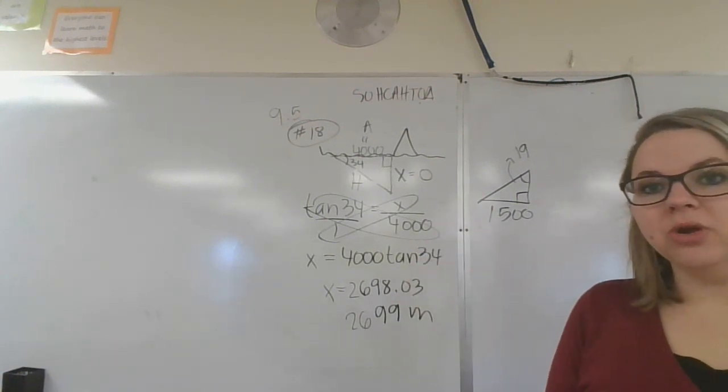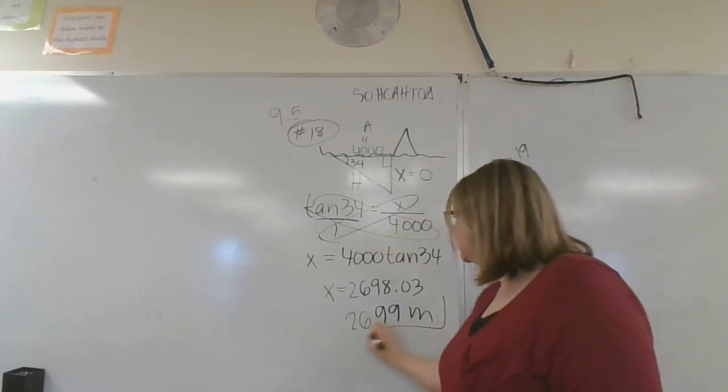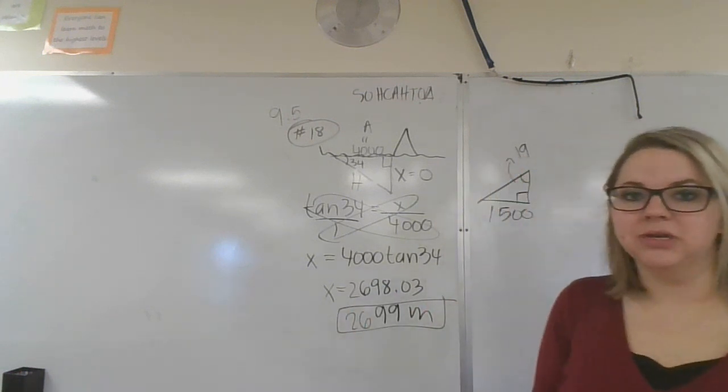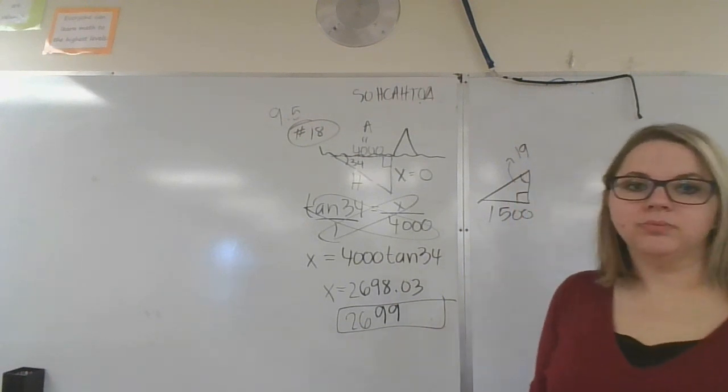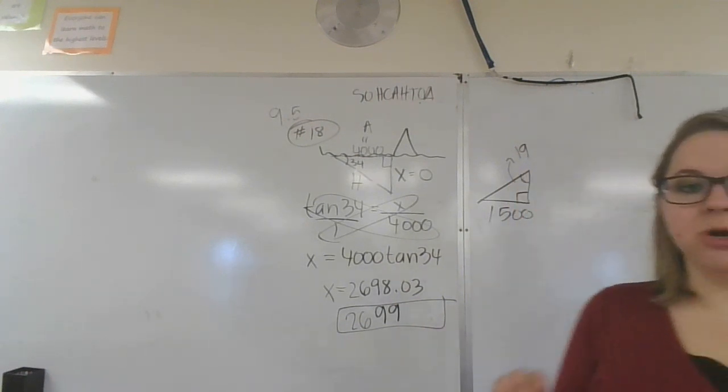So that's what you're going to put as your answer: 2,699. Don't put the M there, that will mark it as wrong. And that's your answer for that first part.